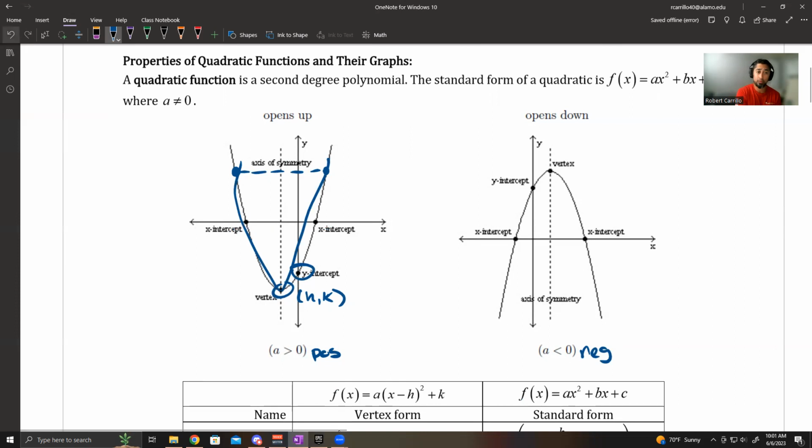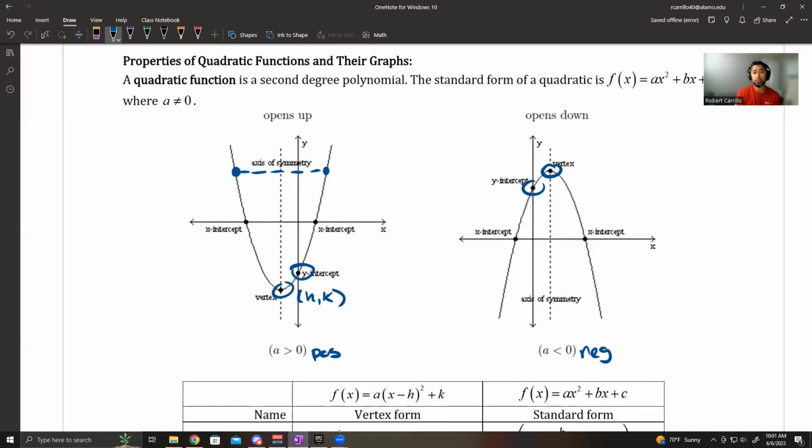That's it. Okay. And just like I said, it doesn't matter if it opens up or opens down, you have the same characteristics. You have a vertex, you have a y-intercept, and again, you may have 2, you may have 1, or you may have no x-intercepts. And then you have your axis of symmetry.